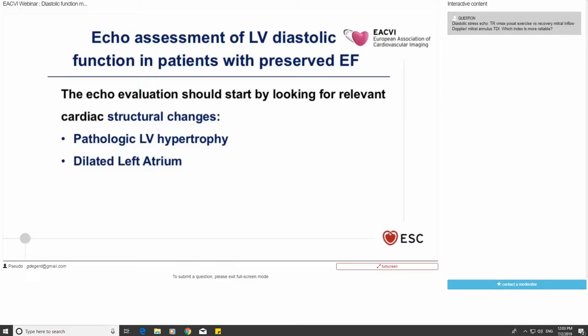Moving after the clinical data to the echo data, one should remember that structural changes are more robust and stable than hemodynamic Doppler parameters. So, for example, structural changes such as pathologic LV hypertrophy or dilated left atrium are features suggestive of diastolic dysfunction, and this is particularly true when alternative explanations have been excluded.